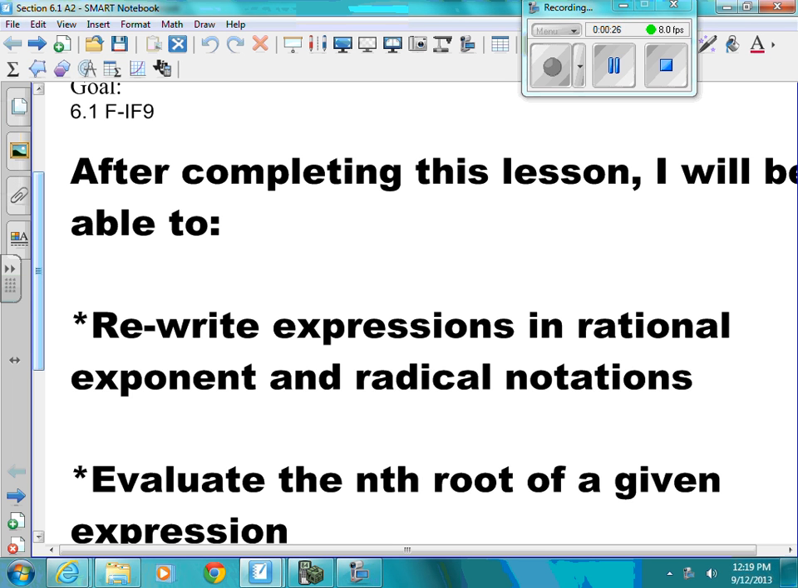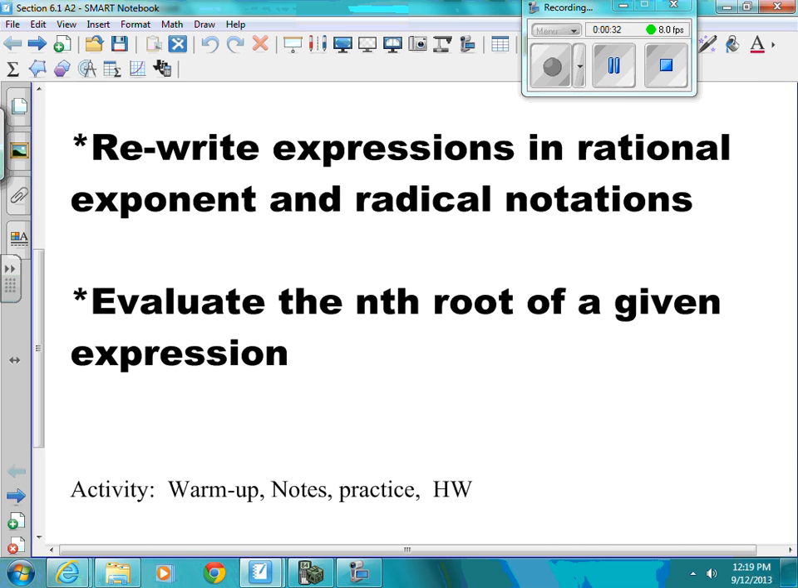Rewrite expressions in rational exponent and radical notations. Evaluate the nth root of a given expression. So we're going to explore roots other than just square roots in this chapter.